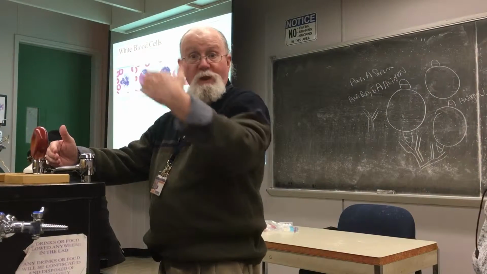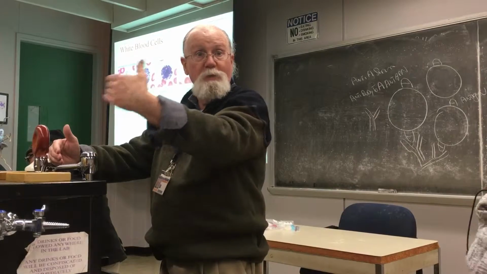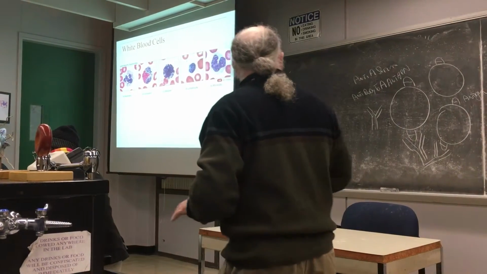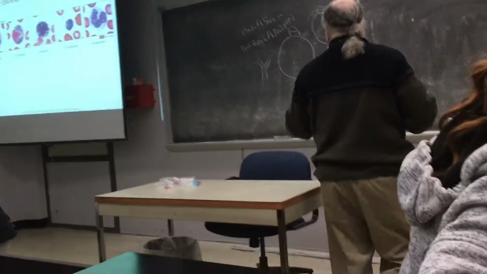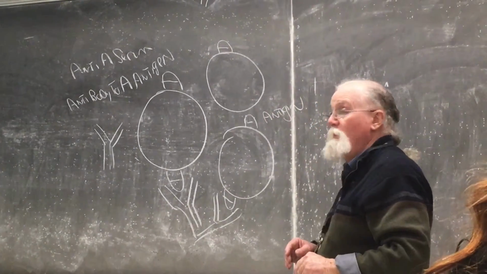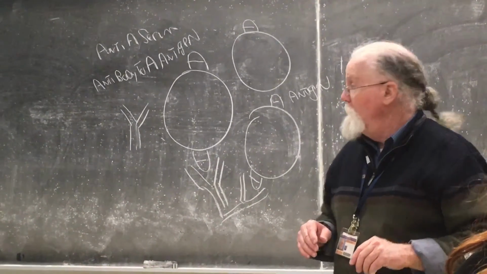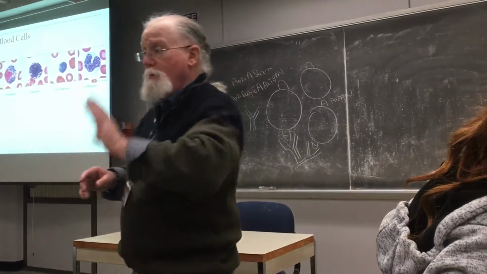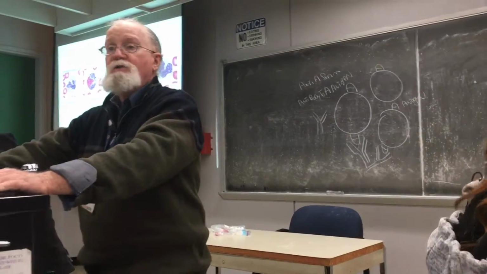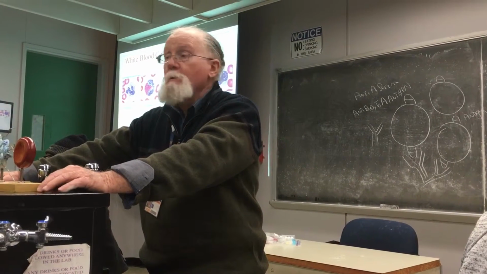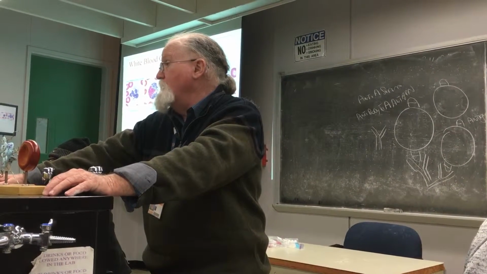B blood can form A antibodies, A blood can form B antibodies. Okay? And when the antibodies attach themselves, they also become sticky. And that's when clumping occurs. So anytime you get a clump, that's a positive test. When you don't get a clump, that's a negative test.